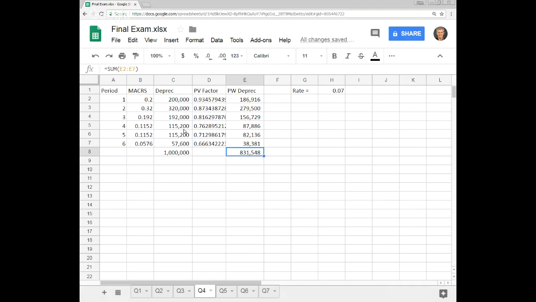It's just, again, taking the present value of those depreciations. So you can think of that as an offset against the revenues that we would have for it. We're going to pay that much less in taxes in present value terms.